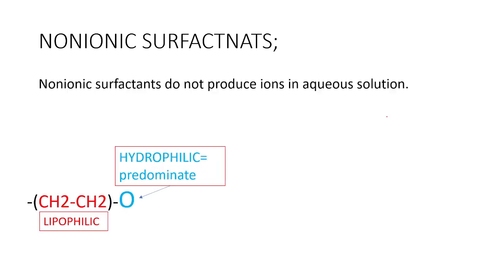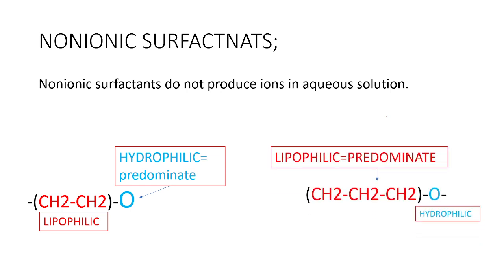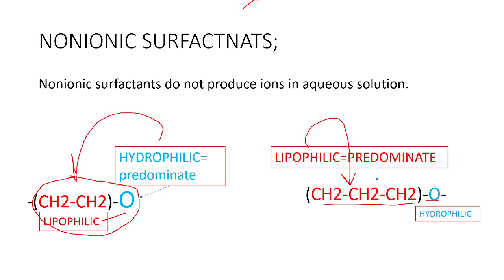See these non-ionic surfactants that majorly contain ethylene oxide or propylene oxide. If it contains a two-carbon group, ethylene oxide, then it is hydrophilic in nature. If it contains a three-carbon group, that is propylene oxide, then it is lipophilic in nature. Propylene oxide is lipophilic in nature, but ethylene oxide is hydrophilic in nature.